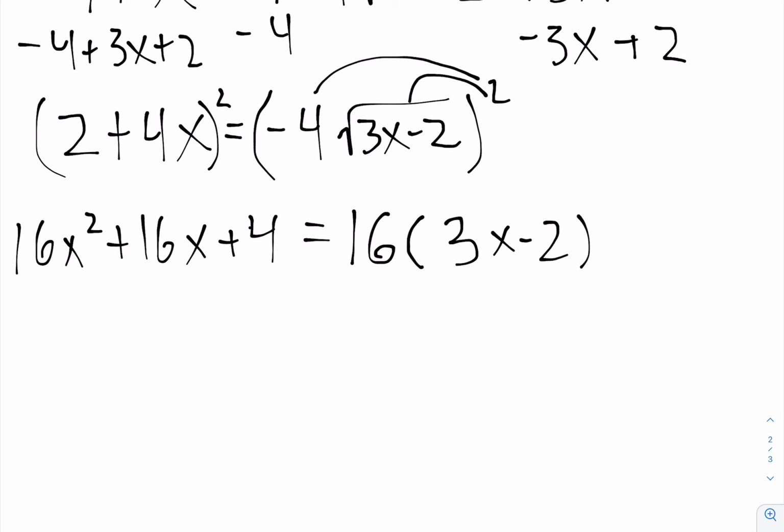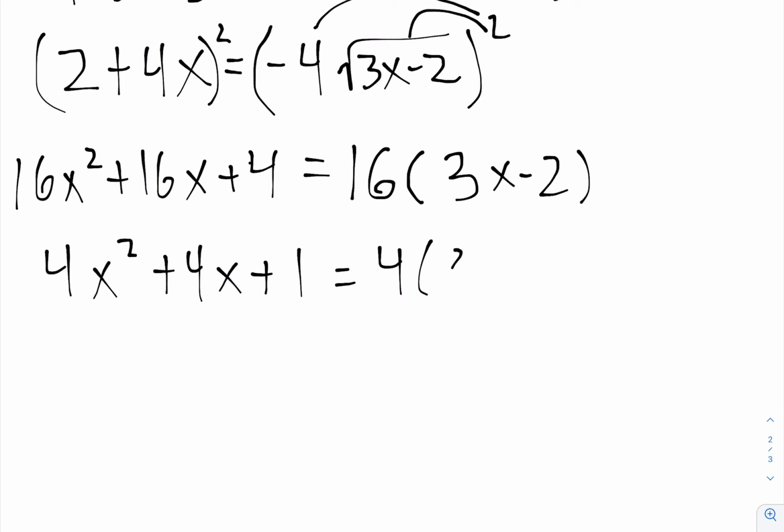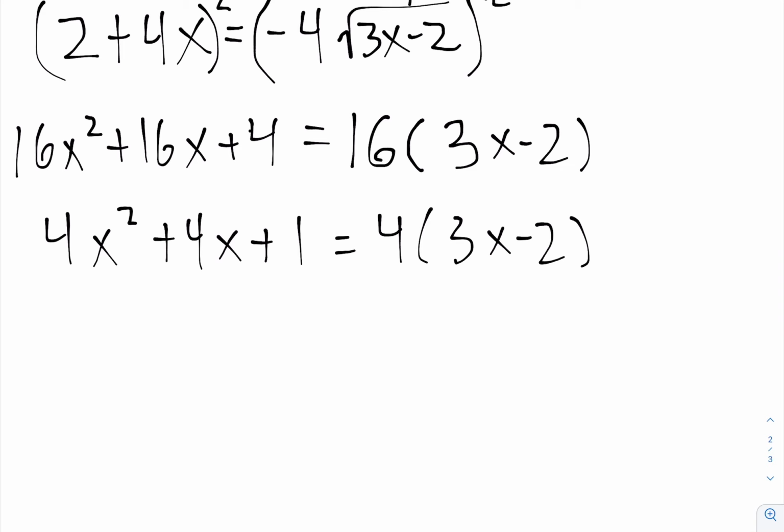Okay, now let's divide everything by 4 to simplify, because see how 16, 16, 4, and 16 can all be divided by 4? So if we divide both sides by 4, we'll get 4x squared plus 4x plus 1 equals, well, 16 over 4 is 4, so 4 times 3x minus 2. Okay, now let's expand this 4 into both these numbers. It's going to be 12x minus 8.